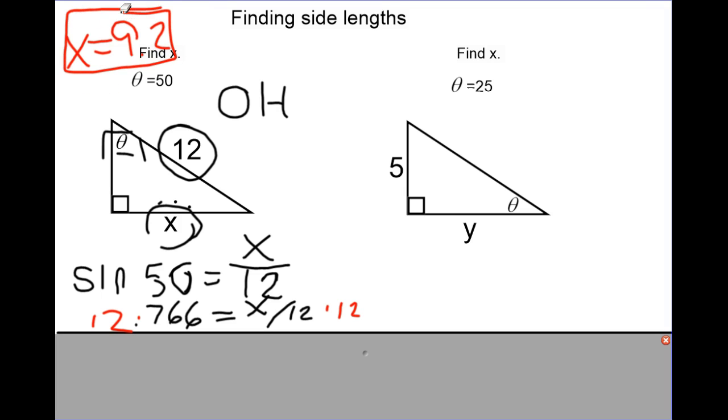As your final example in this video, I'd like you to pause it and try the example at the right, trying to find the value of y here, given that theta is 25.